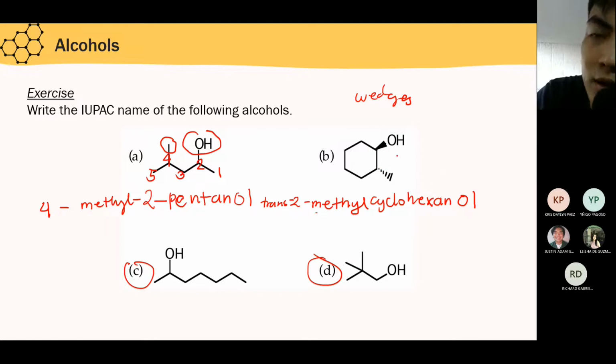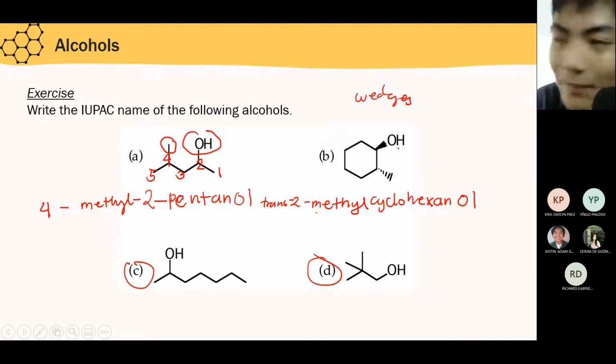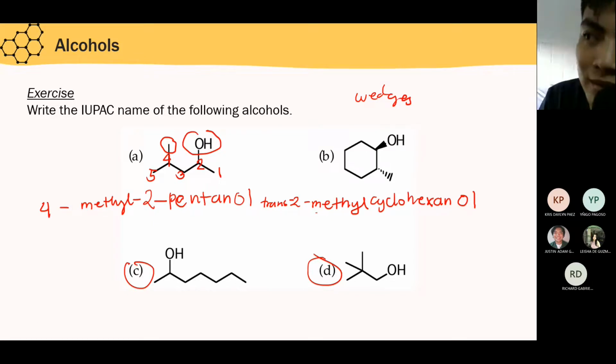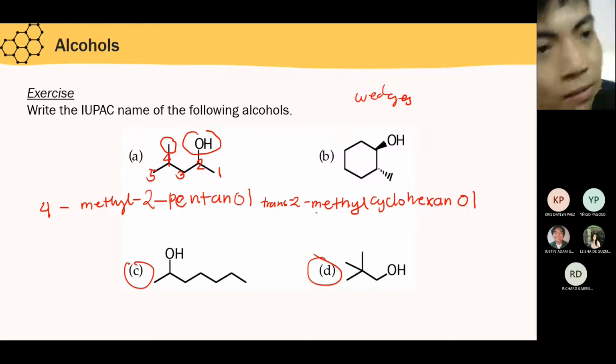Pwede ba dito, sir, yung RS? Pwede rin, pero wag na natin pahirapan sarili natin. Okay? So okay na tayo sa cis and trans isomerism. Pwede rin yung R and S, but I will not give you any examples like that sa quiz and even sa exam. Okay? So that's how you name the items A and B.